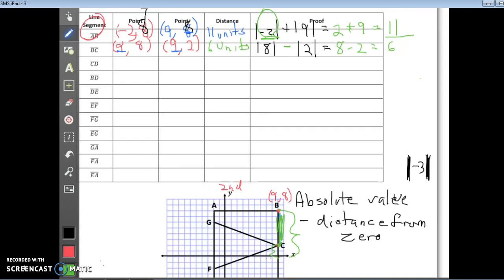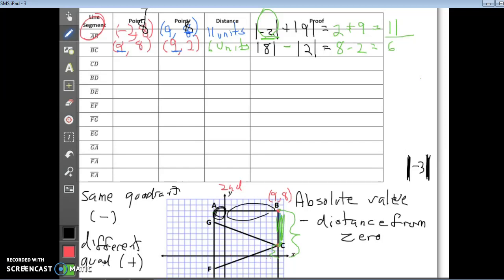Okay? So, as a quick rule, same quadrant, you are going to subtract. Different quadrant, you are going to add them together. Because in the first one, we wanted to know how much this was and add it to how much this was. That was our proof. In the second problem, we knew the whole, and then we had to take away the other part that we knew to find out what was left. That's why you add some and you subtract others.